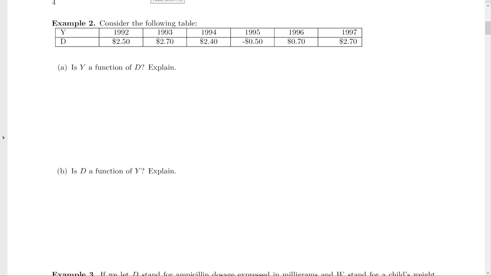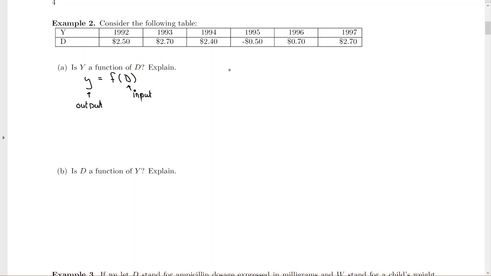These next examples are going to be asking if one letter is a function of another letter. We have to be careful about always assuming x's are input and y's are output. It really just depends on the situation. So if I take a look at this example number 2, they're asking, is y a function of d? My y is what's coming out, or my output, and the d is inside the function, that's my input.